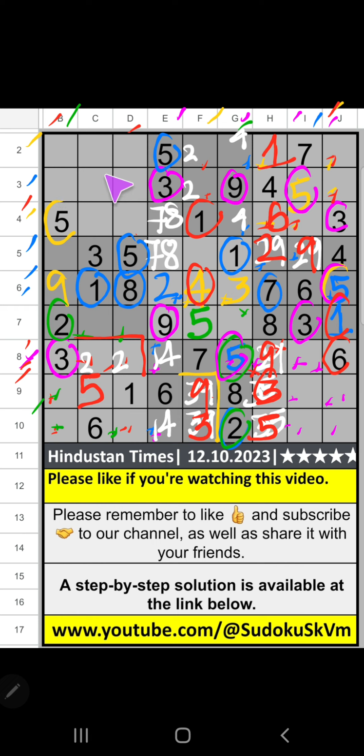Column H, 3rd row, we have 9. So 9 can't come in these cells. The 9 is confirmed here. Then 3rd grid, 2 numbers are remaining, 2 and 8. It will come in one of these cells. We'll confirm later.